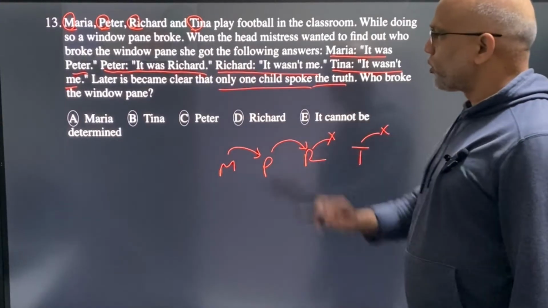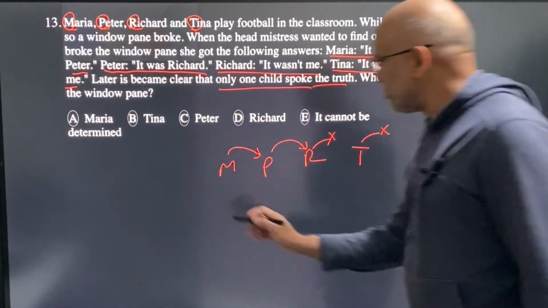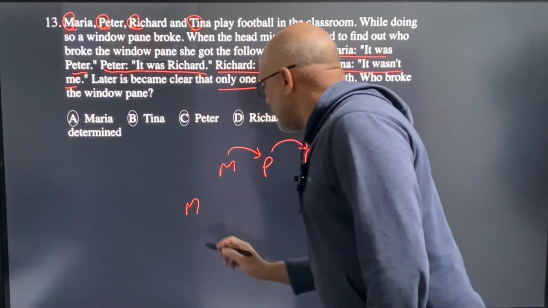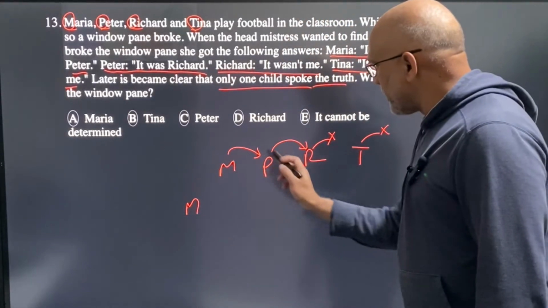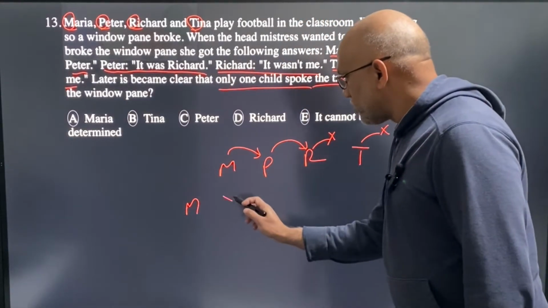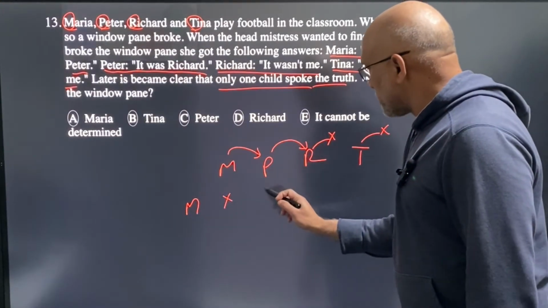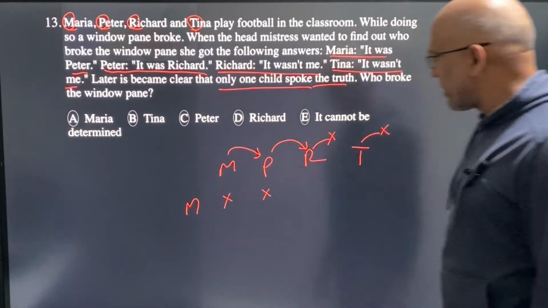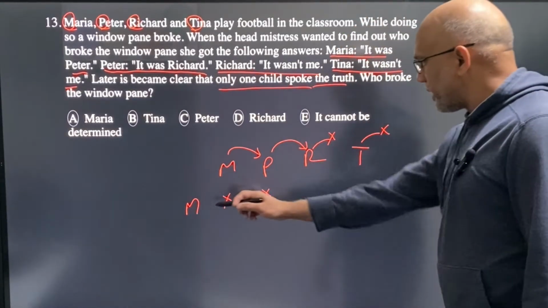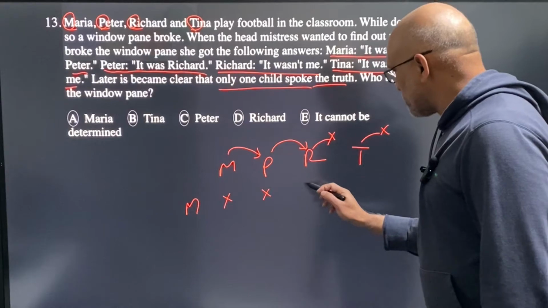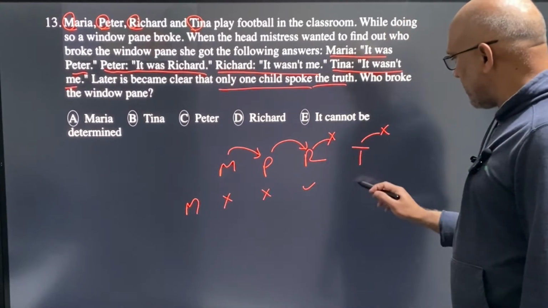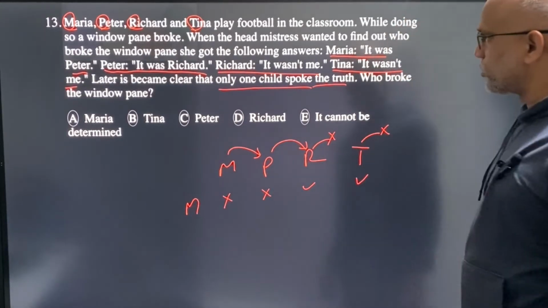Alright, so who broke the window pane? Let's first assume it was Maria. Maria is saying it was Peter, so Maria is not telling the truth. Peter is saying it is Richard, so Peter is also not telling the truth, because it was Maria who broke it. That's what we are assuming. Richard is saying it wasn't me, so Richard is telling the truth. Tina is saying it wasn't me, so Tina is also telling the truth.